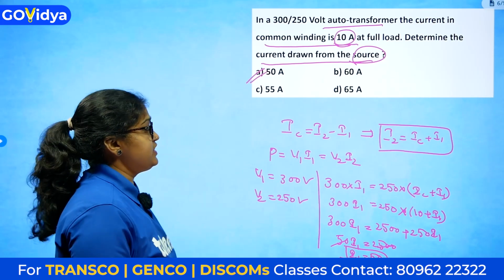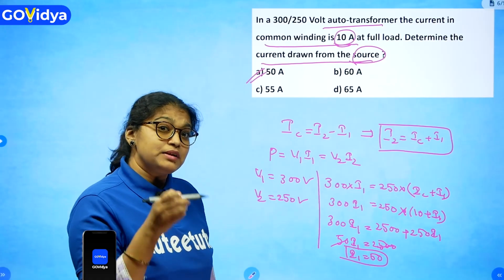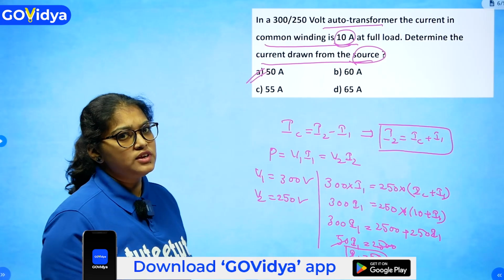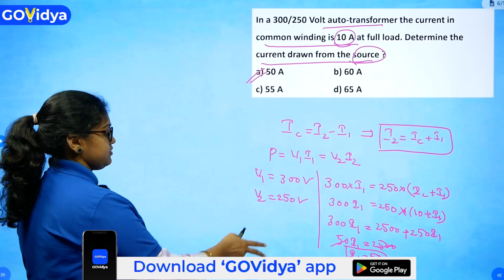So see, in the question they have given the common winding current, which is nothing but the current that will be shared by both the primary and the secondary. That happens only in the auto transformer. Clear? So let's move to the next question.